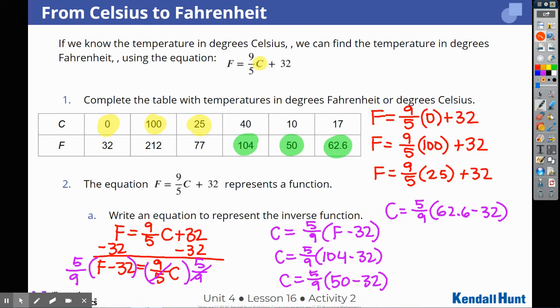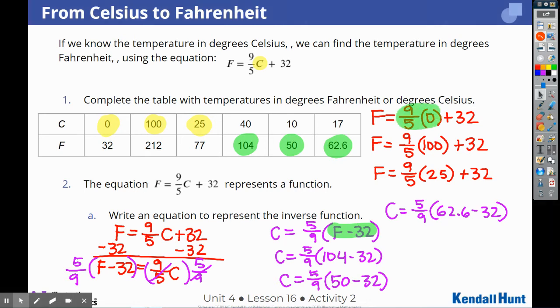And so hopefully you were able to calculate those in your calculator because it's just doing the subtraction first. Down here for C, you have to do what's in parentheses first and then multiply that by 5/9. And up here, you had to do the multiplication first and then add 32.